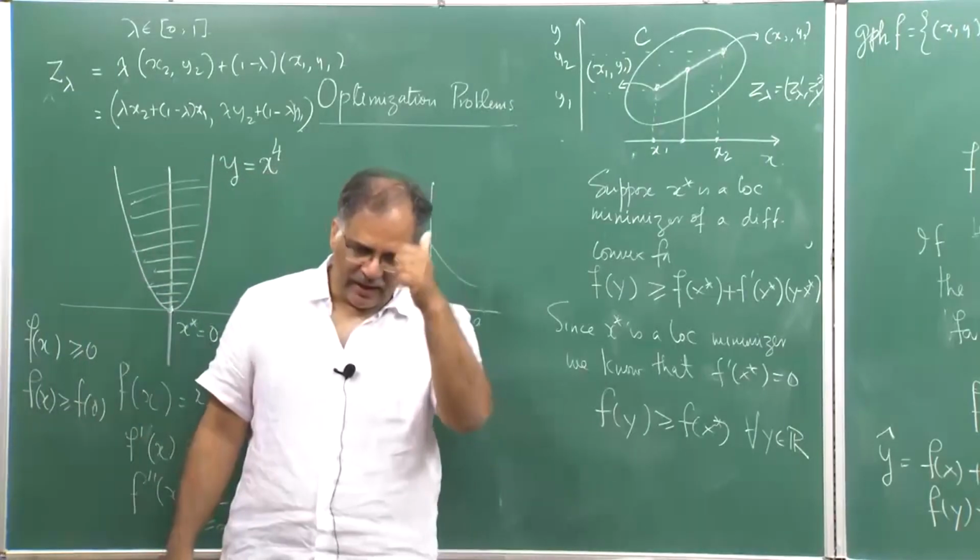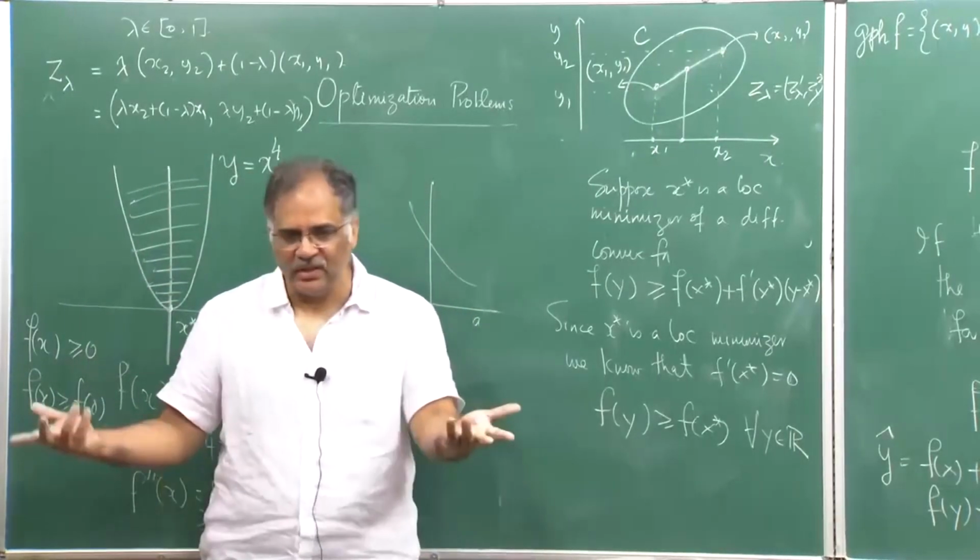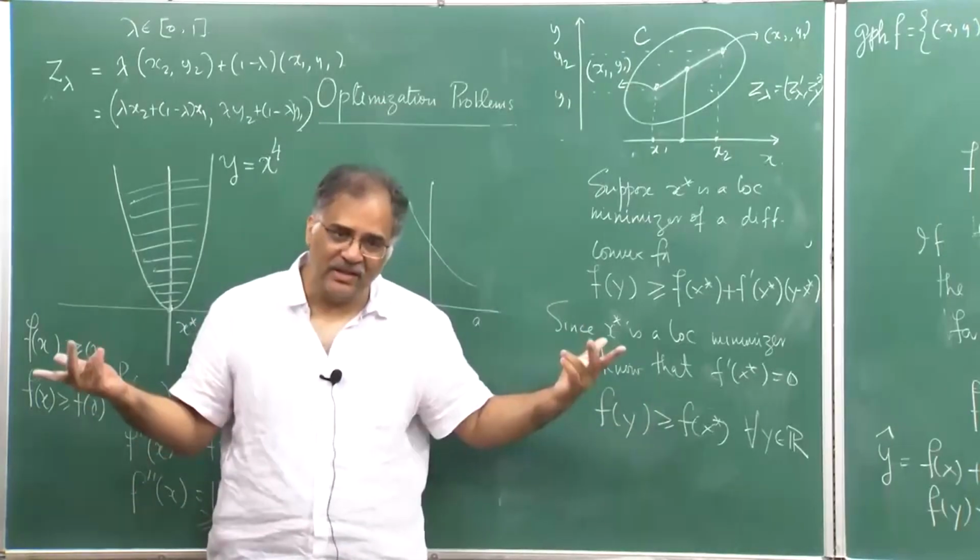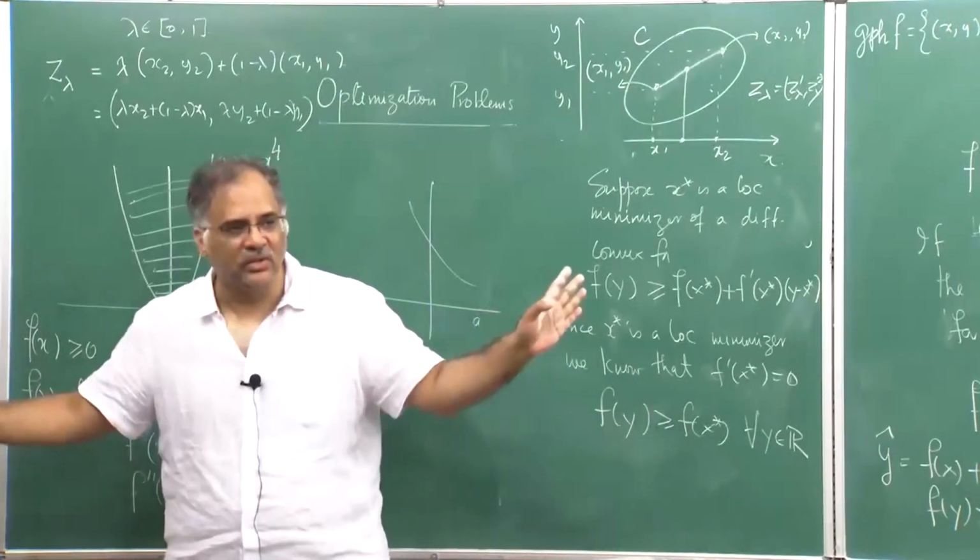Two learnings: for a convex function, if f dash of x star is 0, then x star is a global minimizer, and hence every local minimizer is global.